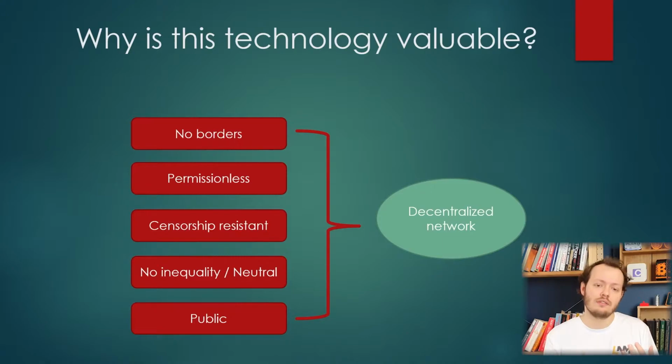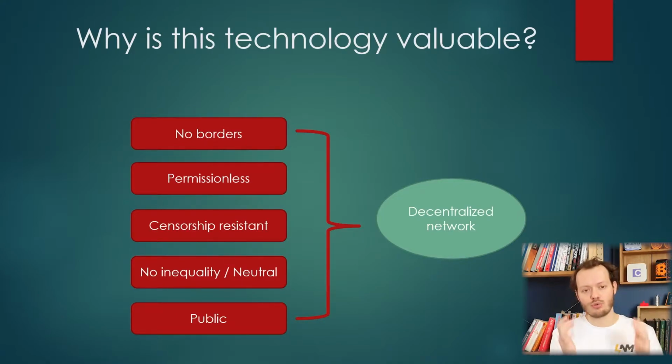And basically you need to understand that, as Andreas said, the 5 pillars of our Bitcoin ecosystem will remain on the Lightning Network. And those pillars are that there's no border, it's permissionless, censorship resistant, neutral, and public. Meaning that it is a decentralized network. Anyone can use the technology.